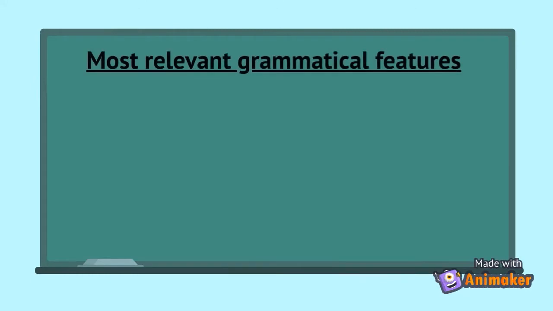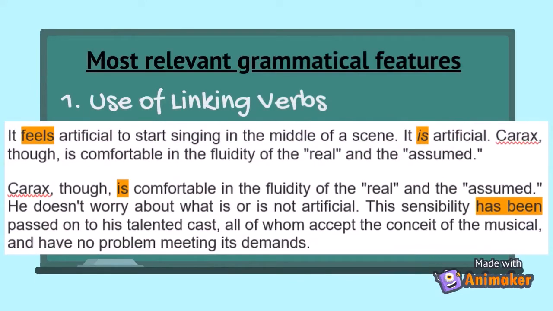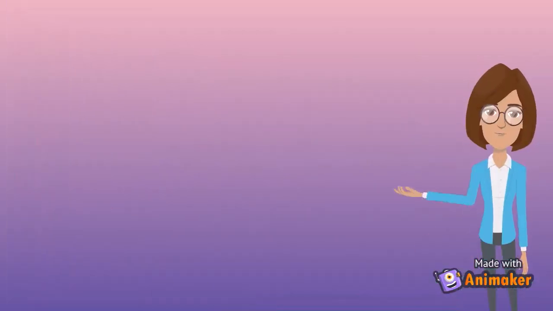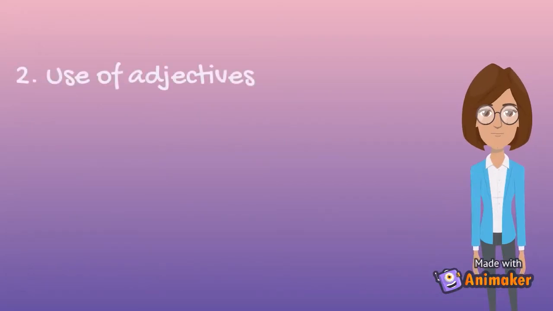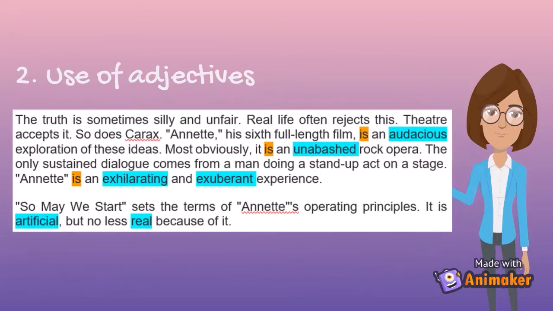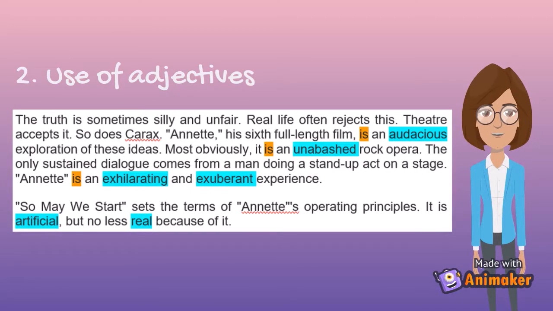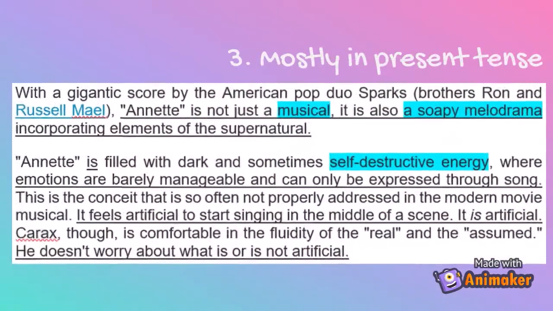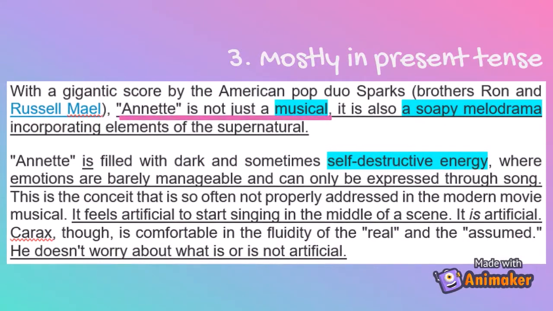The most relevant grammatical features: first, the use of linking verbs, such as the verb to be, feel, and had been, like we see in the examples. It feels artificial, it is artificial, the sensibility has been passed, and Carax is comfortable. Then we have the use of adjectives to describe the movie, the ones in light blue: audacious, unabated, exhilarant, exuberant, artificial, and real. And finally, it is mostly in present tense. Annette is not just a musical, it feels artificial, and he doesn't worry about.